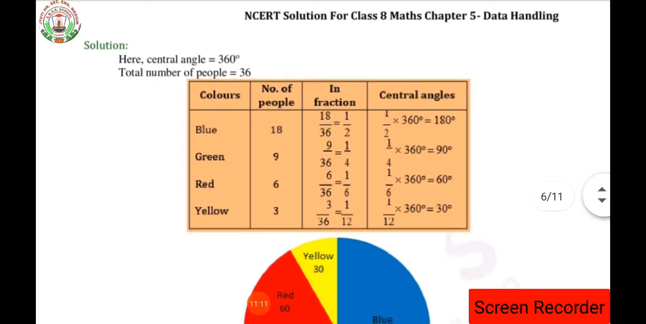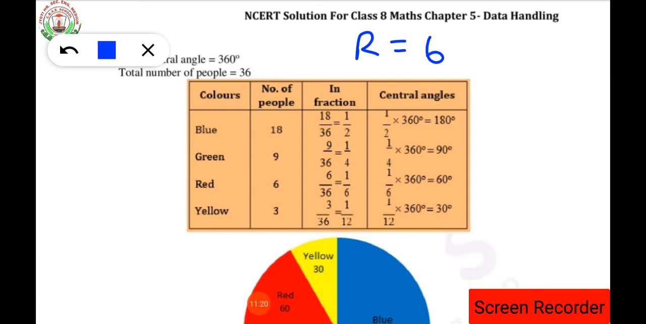The third color we are having is red, isn't it? For the red color, R is equal to, how many people like the red color? That is 6 people like the red color. What is the total number of people we are having? 36, isn't it? What is the complete angle of a circle? That is 360, isn't it?